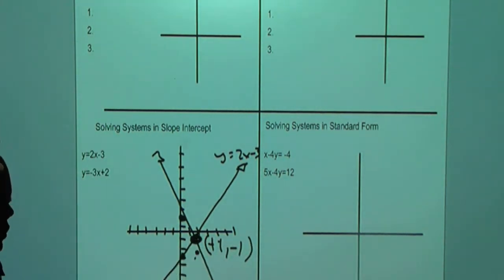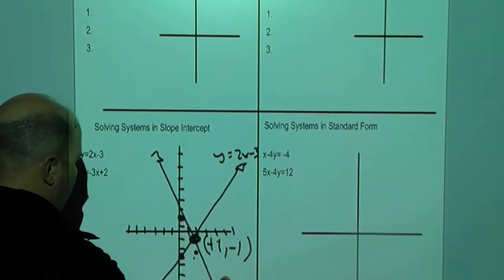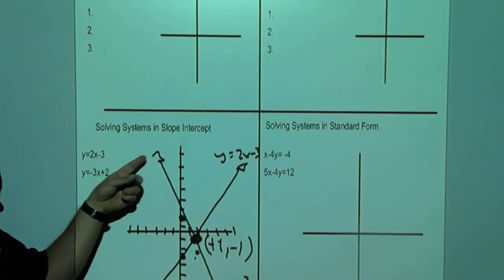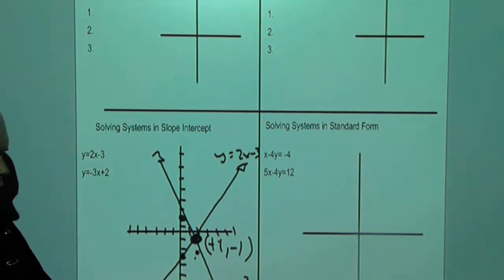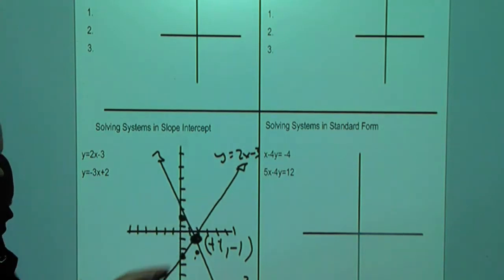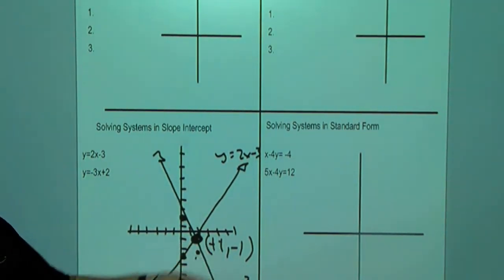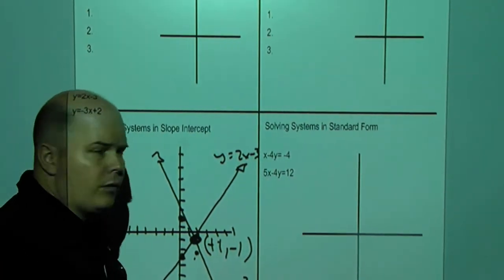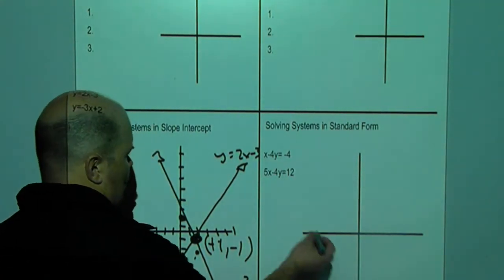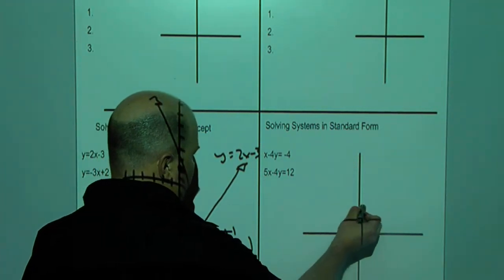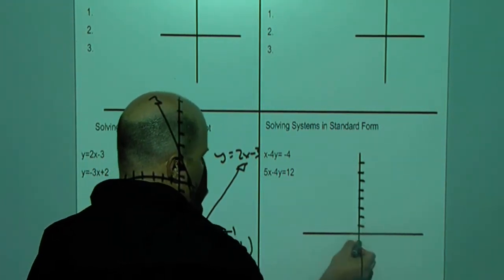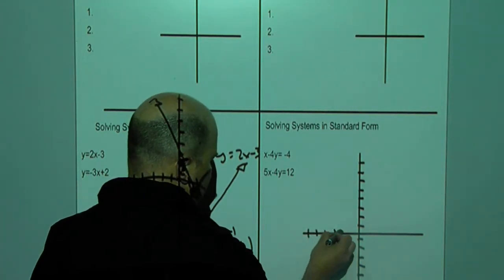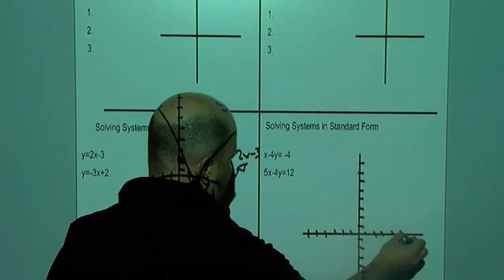Okay, so that's my solution. So here's my y equals negative 3x plus 2, there's that line. y equals 2x minus 3, here's that line. And where they cross is my point of intersection, which is at 1, negative 1, which is the solution to that equation. Okay, for this guy it's a little bit more difficult because I have to take it out of standard form, either into y-intercept form, or just use my standard form tricks to get the graph of the line.